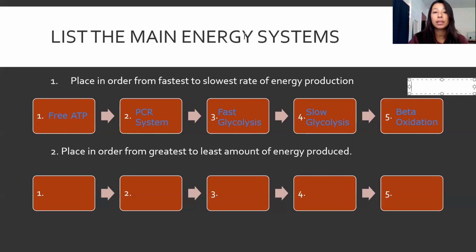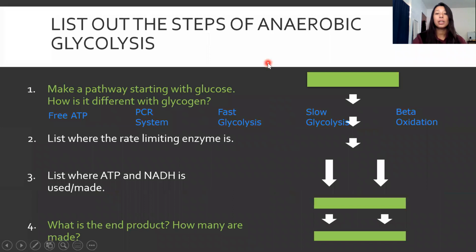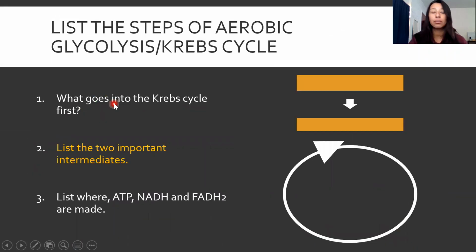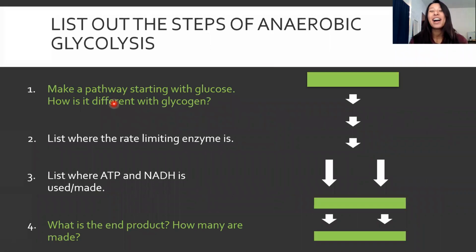How do I get rid of this? Okay, so let's move on to our next question. There we go. So, all right, here we go. Glycolysis, right? So again, we're starting the pathway with glucose originally. How is it different when we start with glycogen?